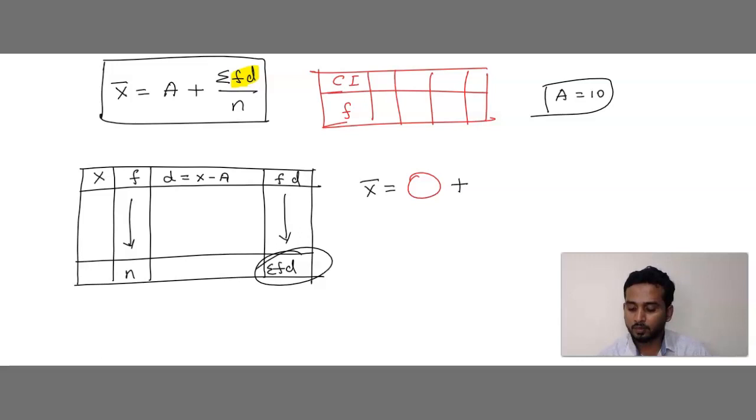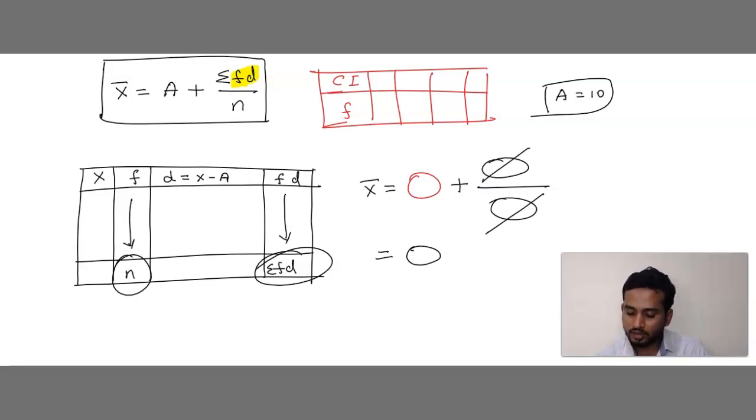Can you see this? This is sigma fd. Substitute this answer here, divided by n. Already we have n here. Substitute this answer. After this, what should you do? Cancel these two terms first. After cancelling these two terms, this answer remains the same. Plus, after cancelling, you get one number. These both numbers we need to add. That is your x bar.